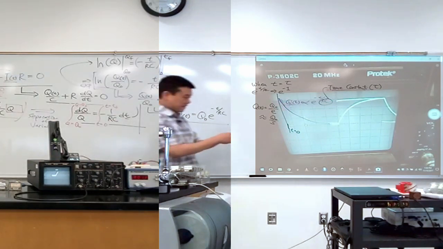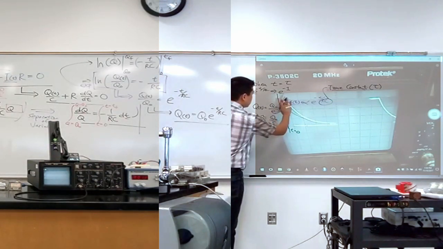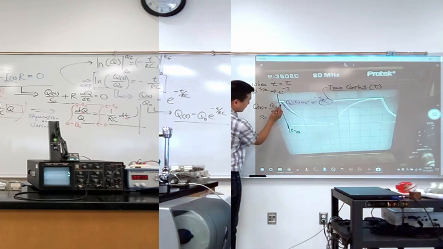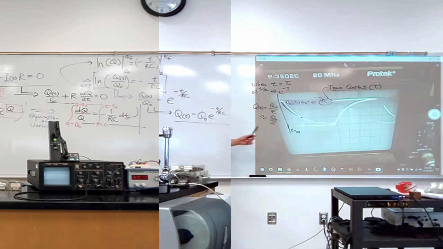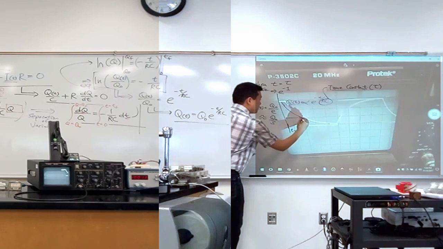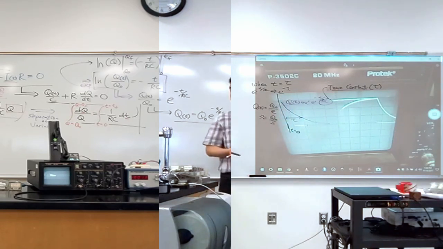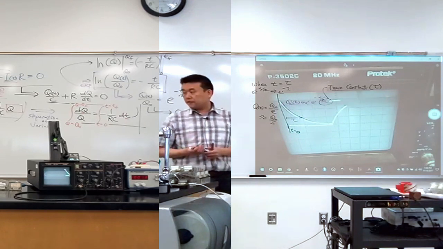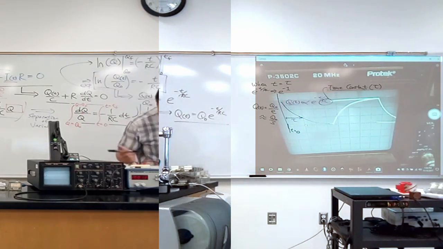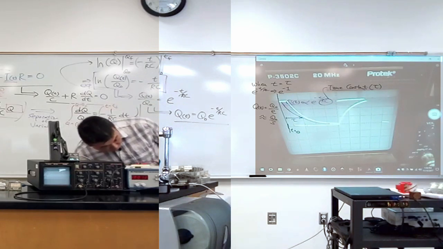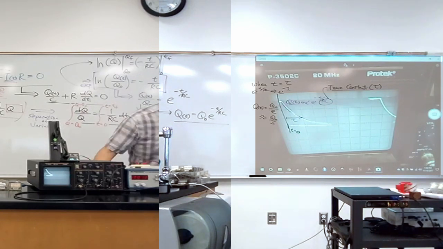When it's exactly 3 divisions, where it crosses here, this amount of time here is supposed to be the time constant. Let's see if it is. I was telling you what the values of the resistor and the capacitor were. The capacitor, let me double check it, is 10 microfarad.